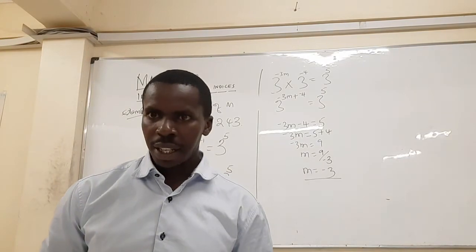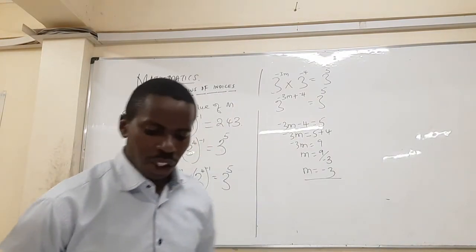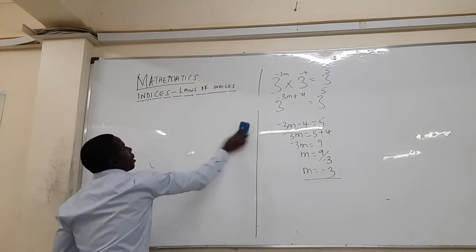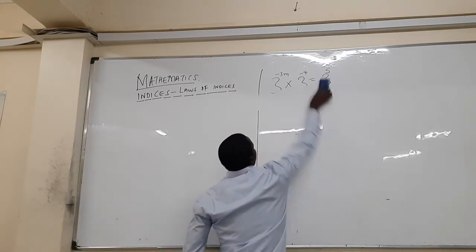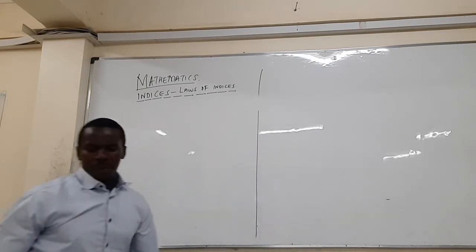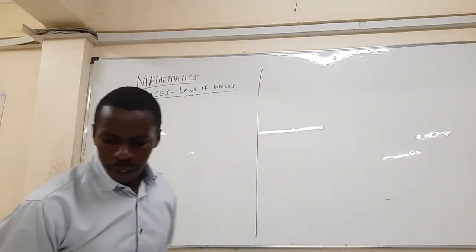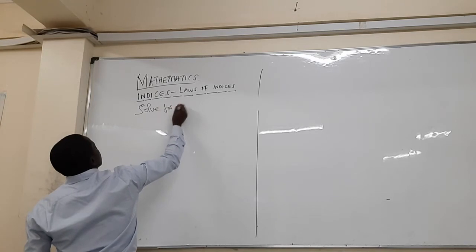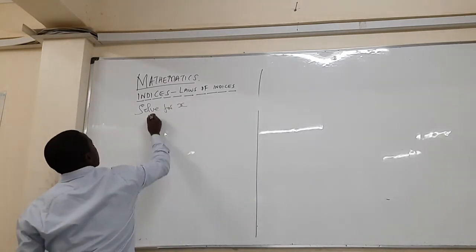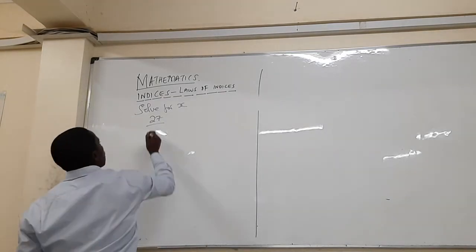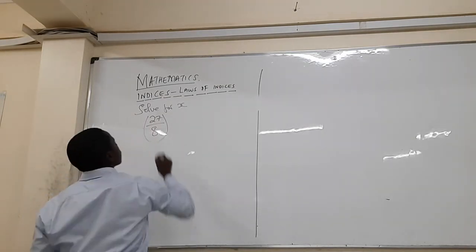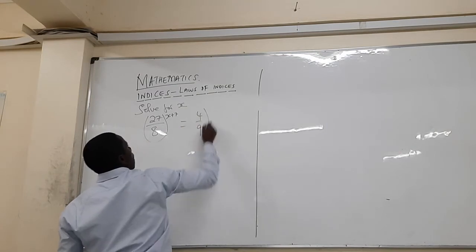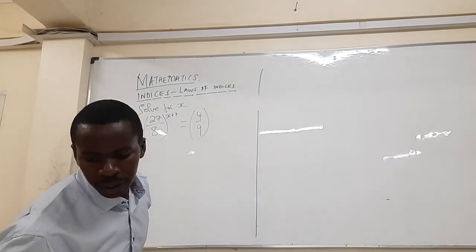Let's do the last example in this part. Let's solve for x in the following: (27 over 8) power x plus 7 is equal to (4 over 9) power minus 3x.